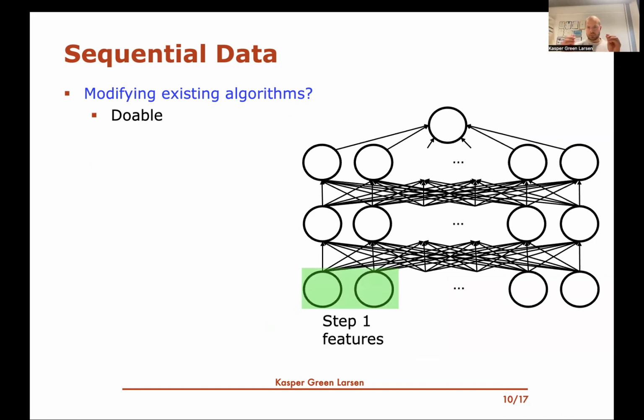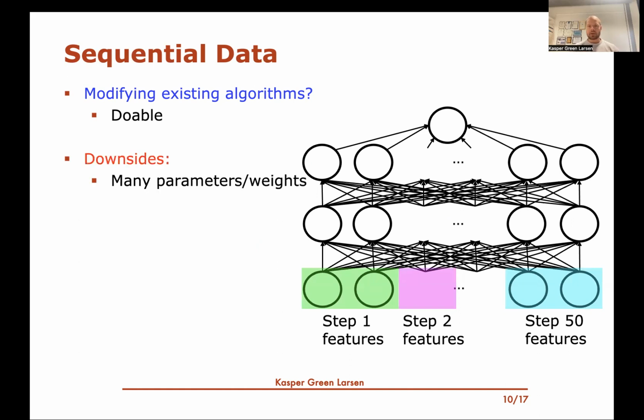If we do it in a neural net, some of the input neurons will correspond to the step 1 features. Some of the neurons will correspond to the step 2 features. Some of them will correspond to the step 50 features, and so on. But let's try to discuss what are some of the downsides of trying to do it like this.